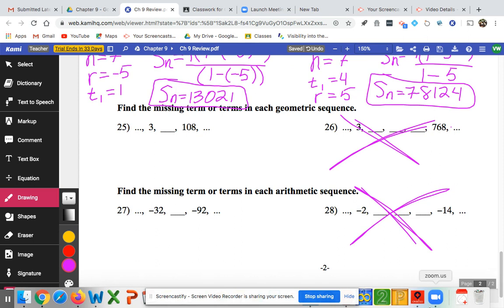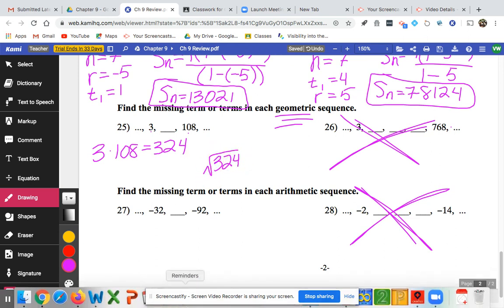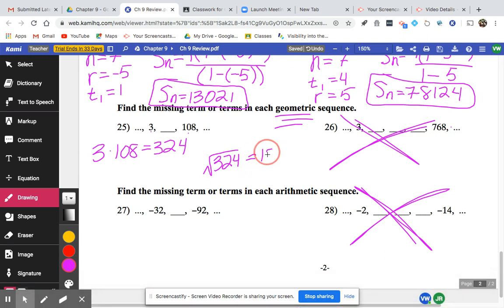Number 25, we know it's geometric. That's going to help us. Now, here's the method that you may have seen in class. To find that missing middle term, I'm going to take this 3 and this 108, and I'm going to multiply them. So 3 times 108, that gets you 324. Okay, where do we go from there? Now, we take the square root of 324, and that gets us the middle term, 18.